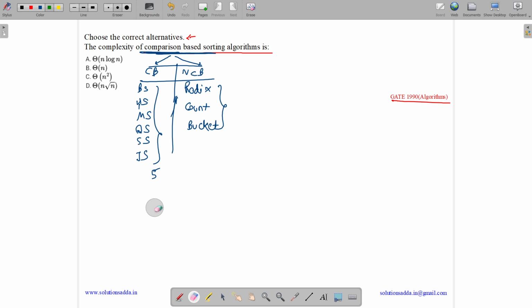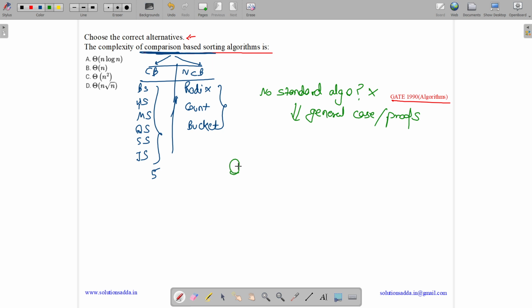Here we can easily see that no standard algo is given to us. We have not been asked about the complexity of merge sort or the complexity of heap sort. So we need to go by general cases, by general proofs. Now let us see the meaning of this theta notation. So what is this theta notation?